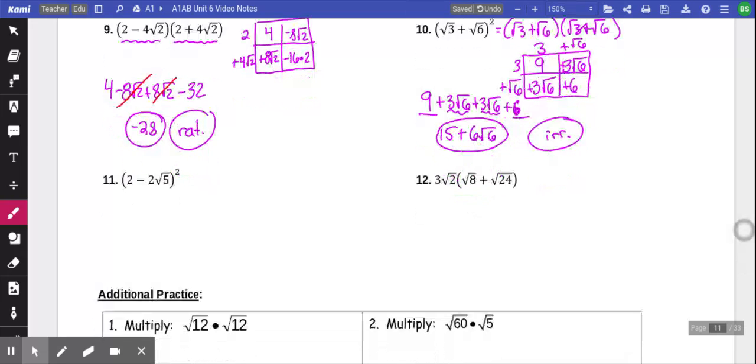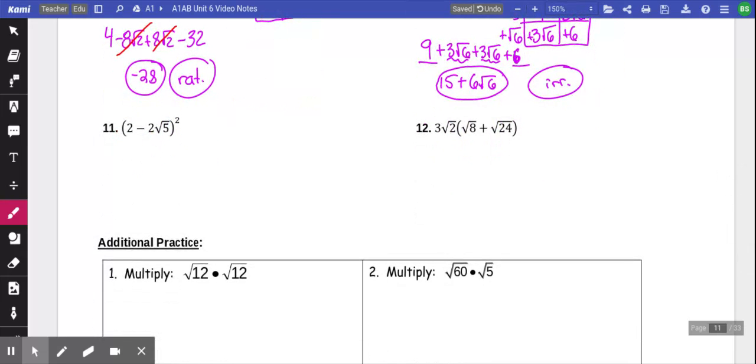One more, we're going to look at 12. We'll distribute 12. So 3 radical 2 goes into both of these. Remember, there's no coefficient out front of the radical 8 and radical 24, so we assume it's 1. So we get 3 radical 16 plus 3 radical 48.